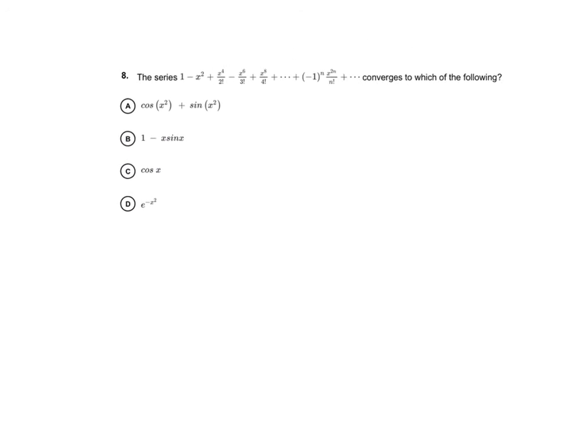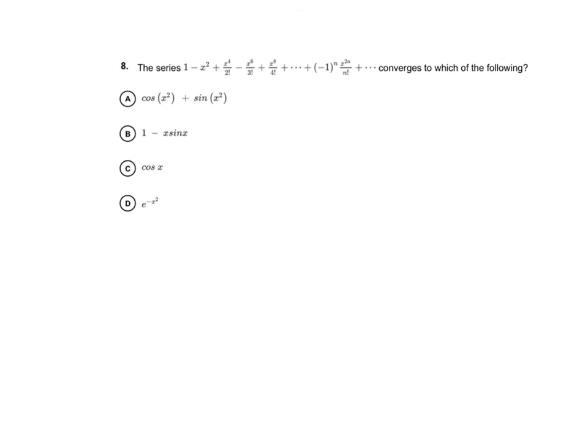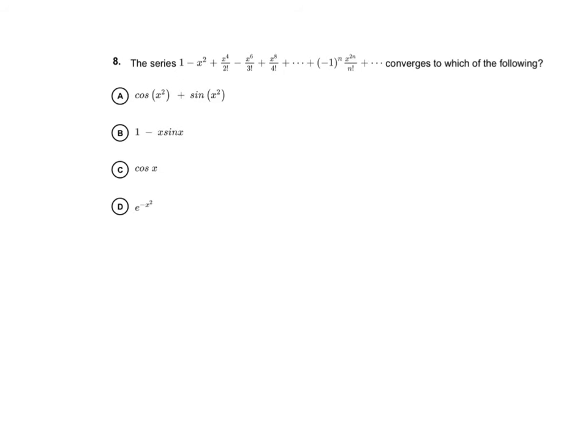Okay, next one. Series converges to which of the following? If we can eliminate some, we can eliminate cosine for sure. We won't have the exponent here be different than the factorial for cosine, so we can definitely eliminate that.